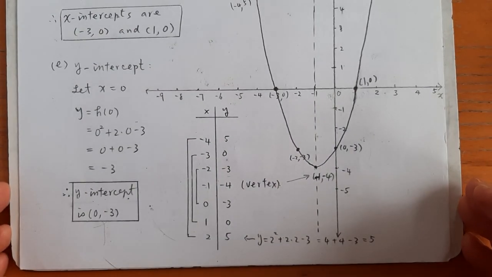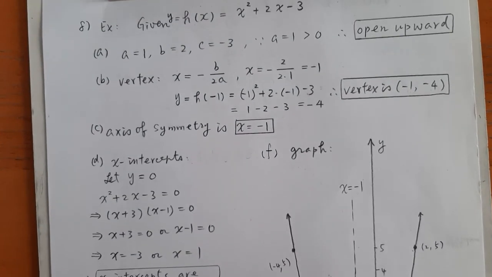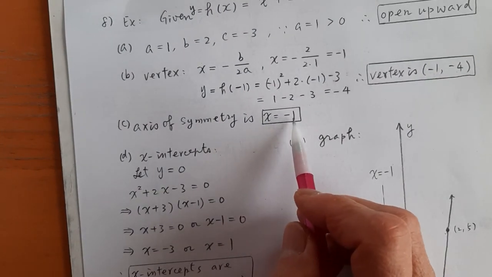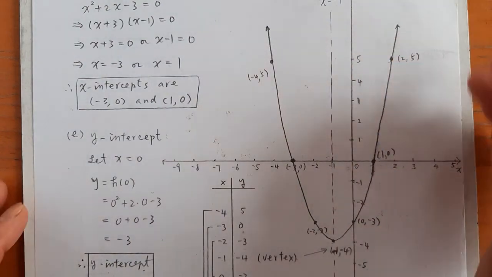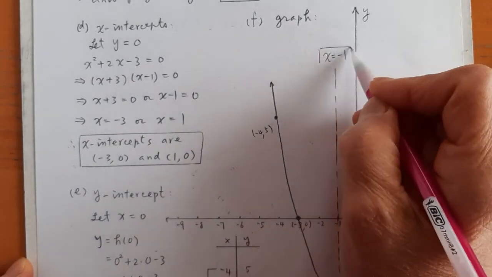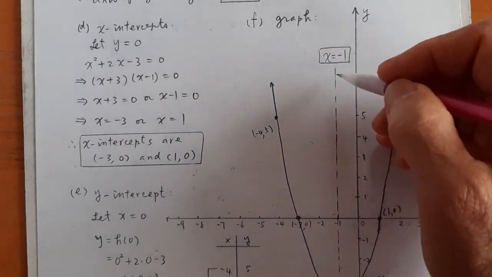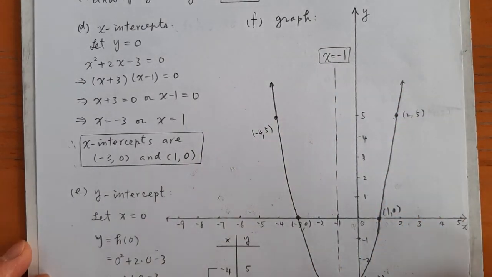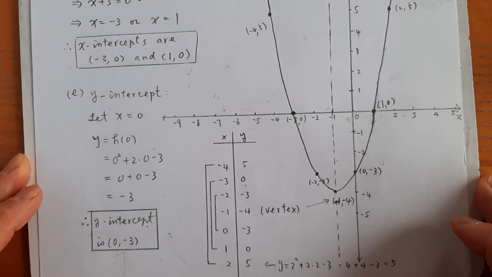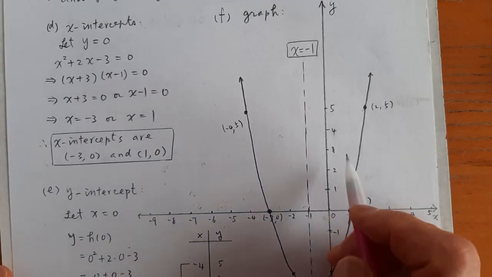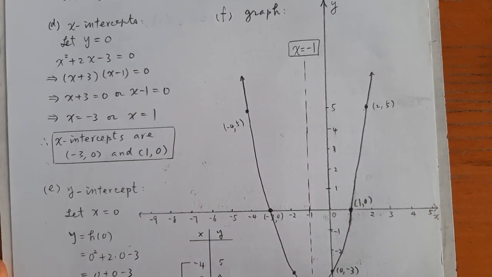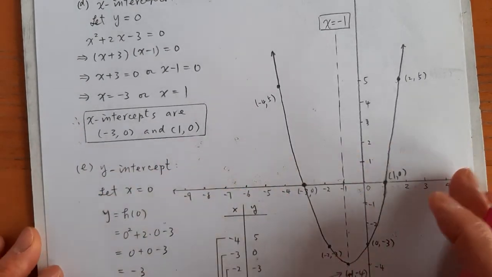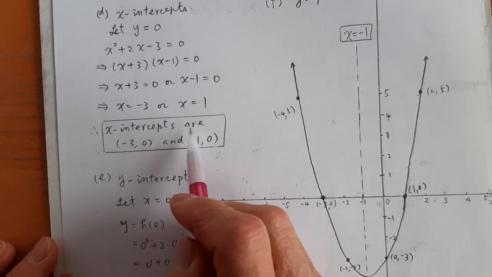C, axis of symmetry. X equals negative 1 is the axis of symmetry. So you draw a vertical line through x equals negative 1. That's the axis of symmetry, and it means the graph is symmetric about this vertical line. That's C.